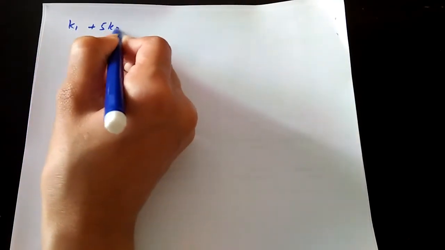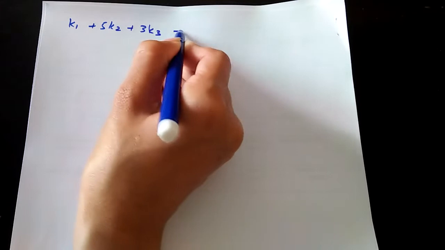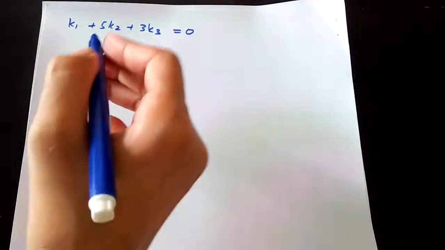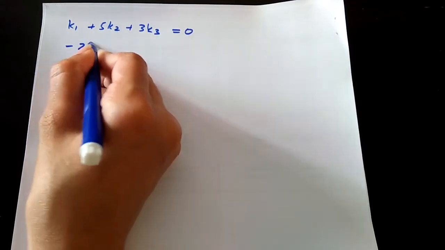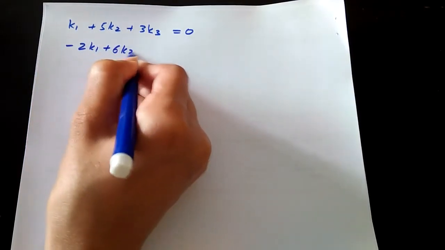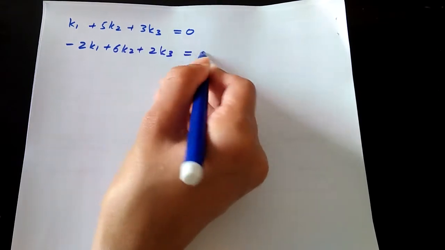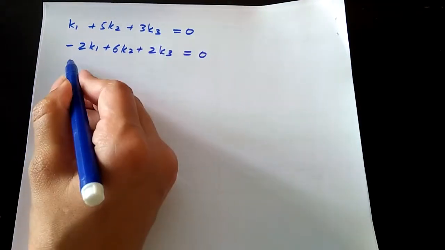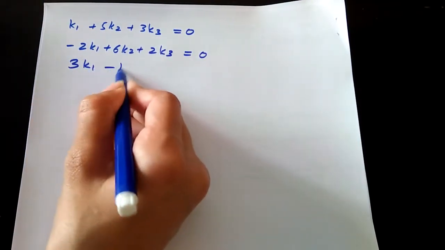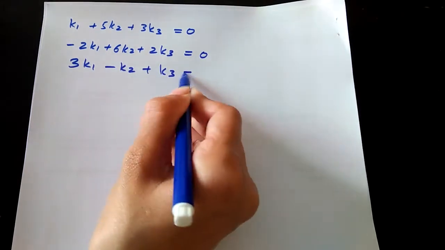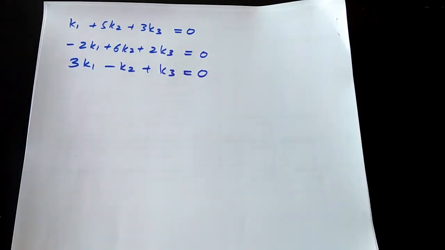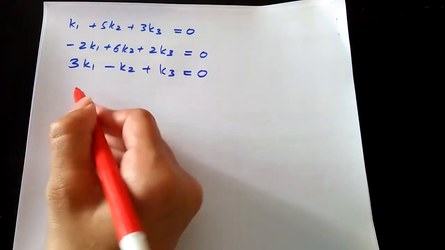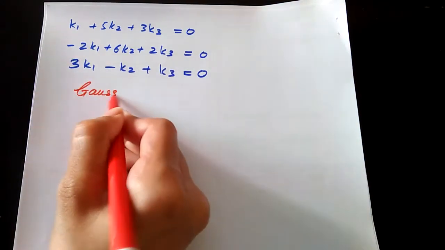k1 plus 5k2 plus 3k3 equals 0 from the first coordinate. Now the second coordinate gives you minus 2k1 plus 6k2 plus 2k3 equals 0. And the third entry is 3k1 minus k2 plus k3 equals 0. Now you have to solve it using the Gauss elimination method.